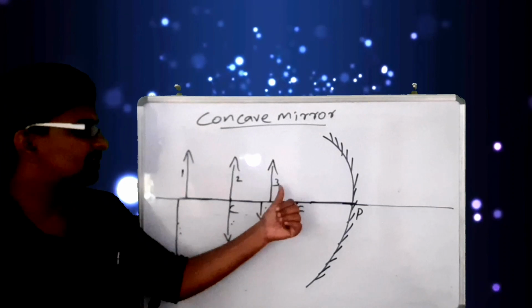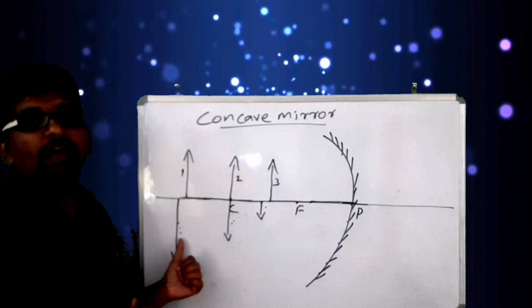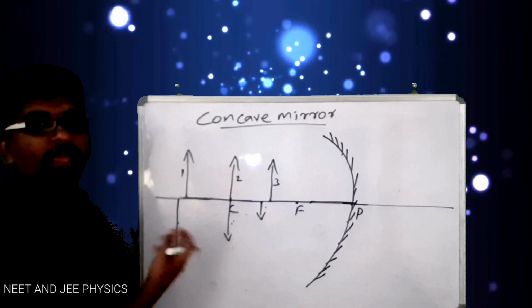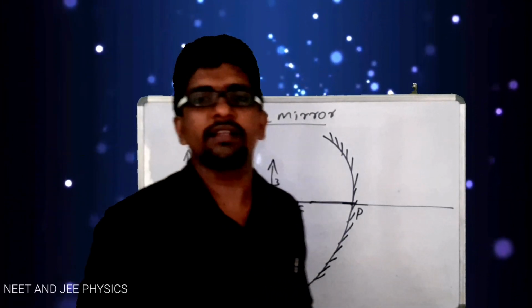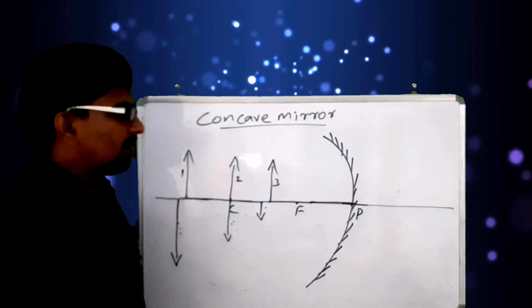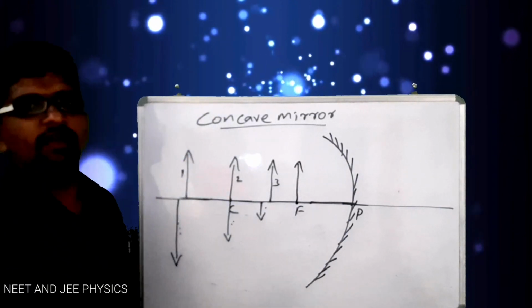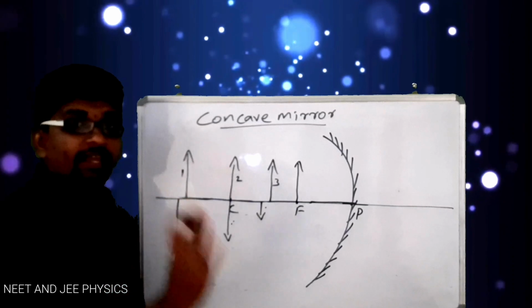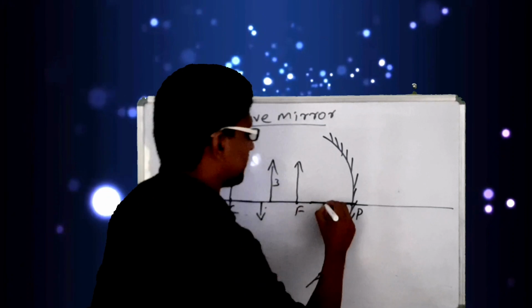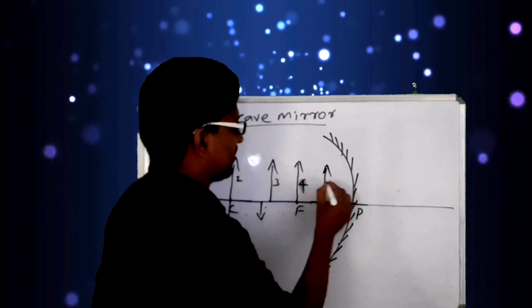Here you can see, if you place the object here, we get an inverted and real image. But this image is an enlarged image. That's a magnified image. Its magnification is greater than 1. Then one more thing. If we place the object here at the focus, we get a highly enlarged, highly magnified image at infinity. Then another one, this is our fourth one, this is our fifth one.